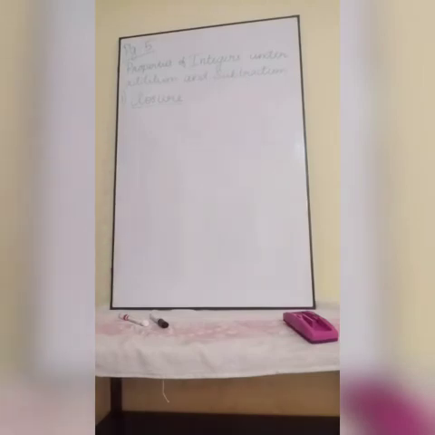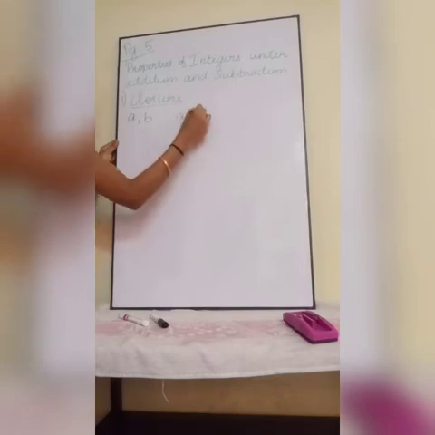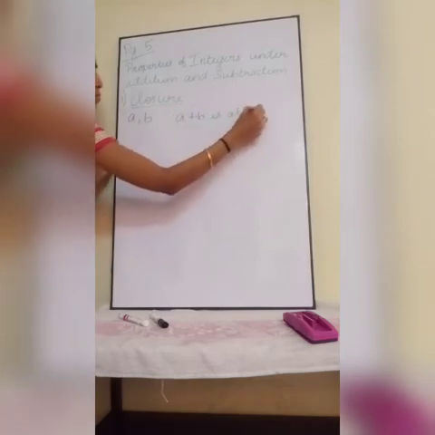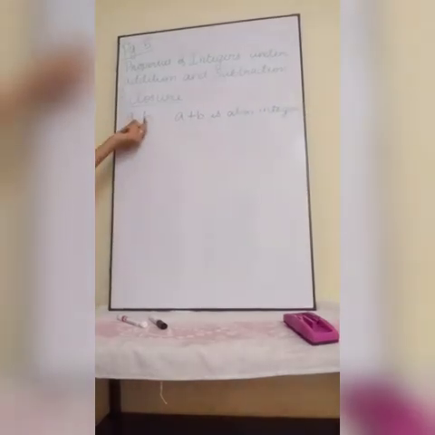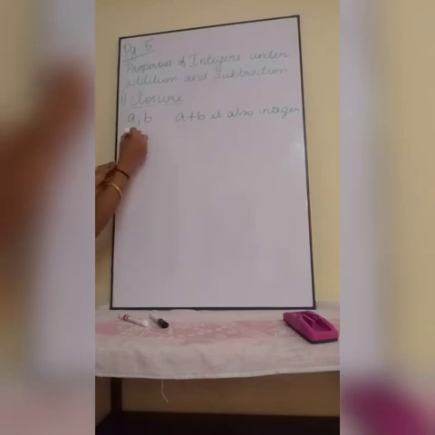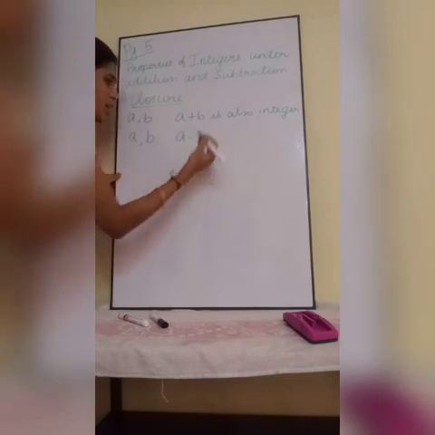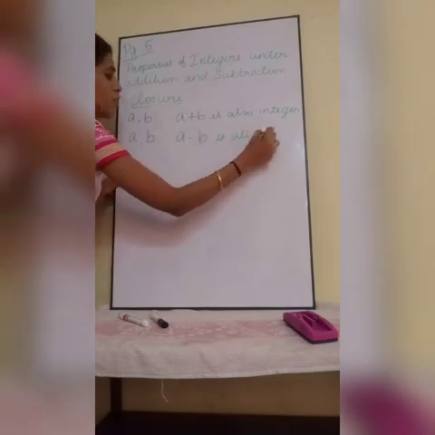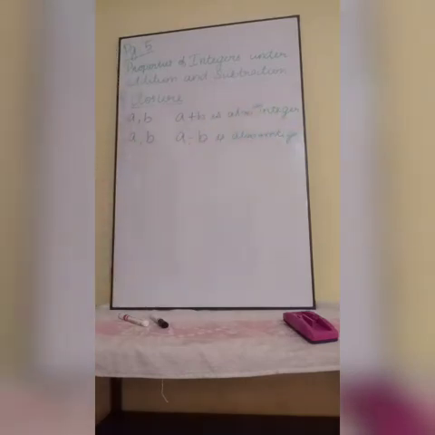In the closure property, how many integers will we use here? 2 integers. So I am writing 2 integers, and if I add these 2 integers, the result is also an integer. Next, I am going to take 2 integers again and subtract: a minus b is also an integer. I am going to subtract 2 integers, and my answer will also be an integer.